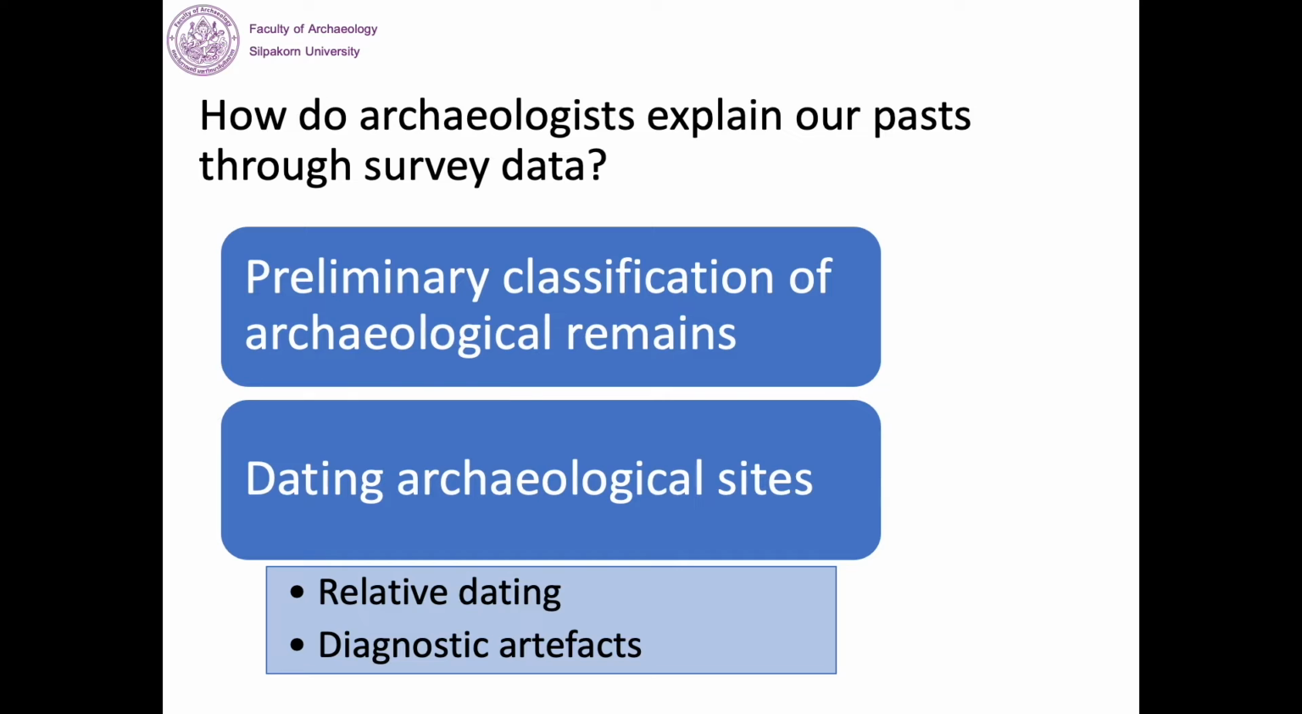After we collect the samples from the field survey, we have to sort them into groups, a process called classification, which allows us to understand what we find from the survey, and what the remains tell us about what kind of activities took place, as well as when it happened by dating the remains through dating methods, of which relative dating and applying diagnostic artifacts are quite common for surveys.